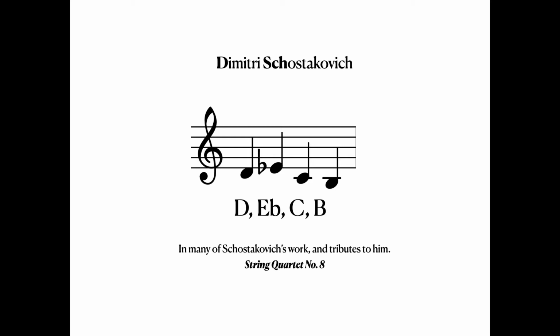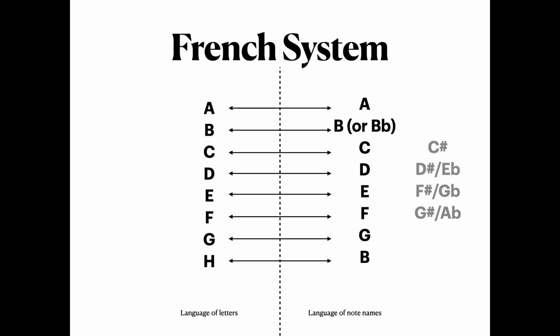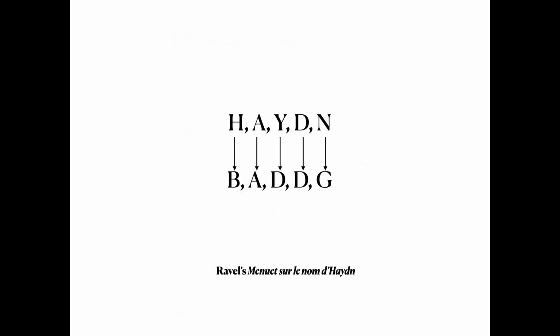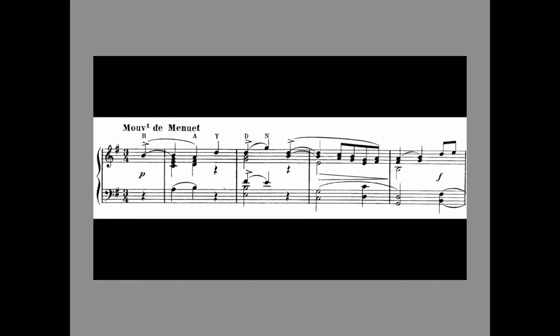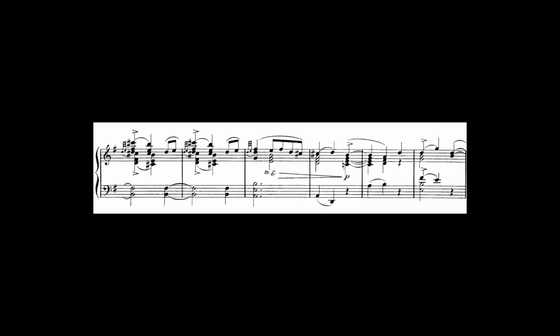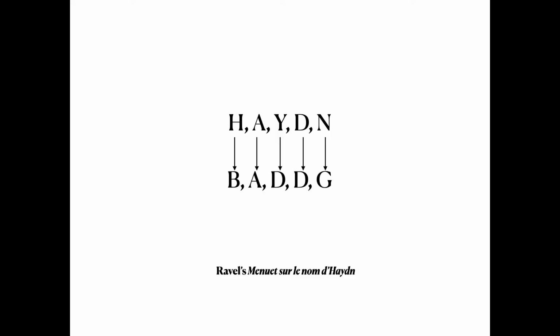But while the extended German system allowed some more letters to be translated into notes, it still didn't complete the alphabet. In response, a French system was devised where the complete alphabet was connected to diatonic notes of the scale. That way, every word would have a musical note associated with it. This allowed Ravel to compose the beautiful minuet on the name of Haydn. So the French system translates the complete alphabet, albeit not with cases or punctuation, to 7 or 8 musical notes.